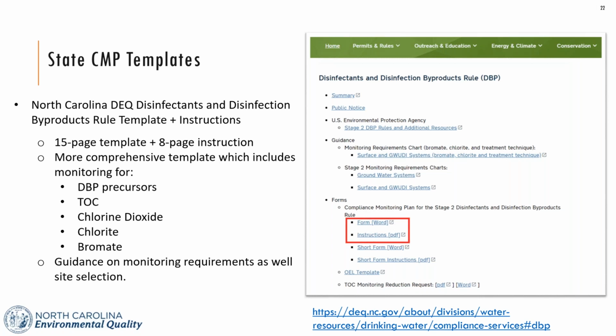They also have a shorter plan, which is similar to EPA's, geared more towards systems that purchase water. But I've included a screenshot of their DBP webpage where their form and their instructions are located. So if you access the link on the bottom of the slide, you can access this page and find all the information that you'll need.